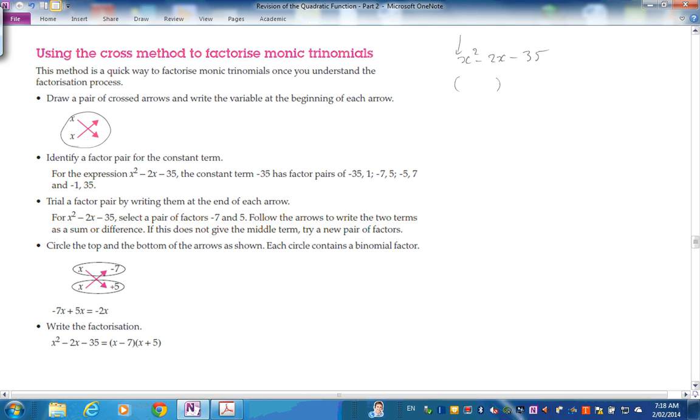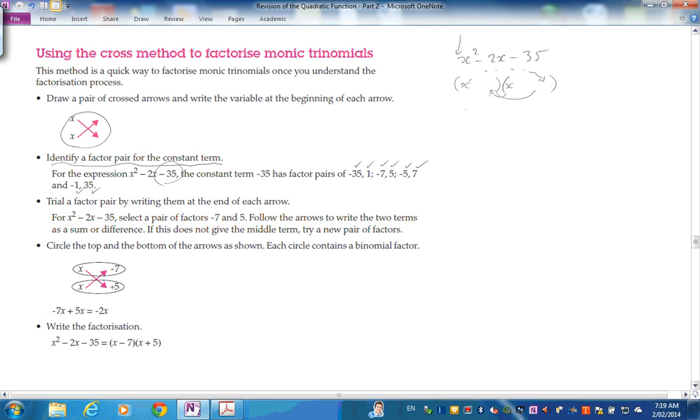What you're trying to do, in little shorthand notation, is realise that that's going to be multiplied by that one, and that's going to be multiplied by that one, and these two are going to be multiplied together. So start off with that. Identify a factor pair for the constant term. If it's neg 35, how could you get that? It could be neg 35 by 1, or neg 7 by 5, neg 5 by 7, or neg 1 by 35. So they are your four pairs that could go in there.